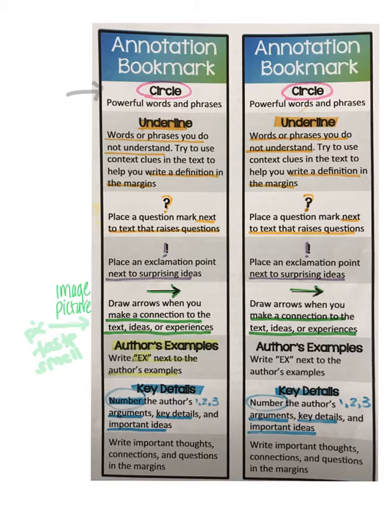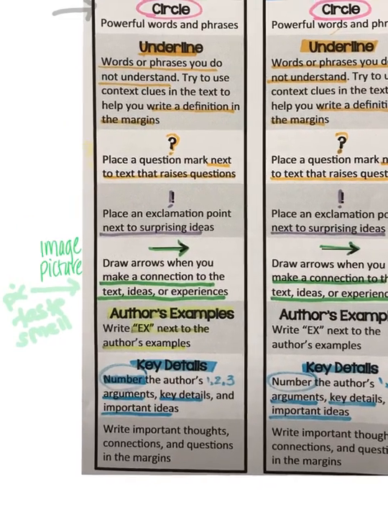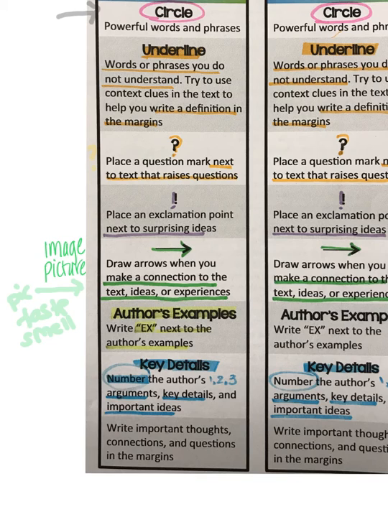Also, let's come down here and look at the examples that an author gives to explain something. Even though we're writing the EX next to the author's examples, I really want you to consider also highlighting the examples themselves in yellow. And then lastly, the key details. When you find key details, I want you to highlight them in blue, okay? This is going to make them really pop out on our page. And then you're going to number them 1, 2, 3.